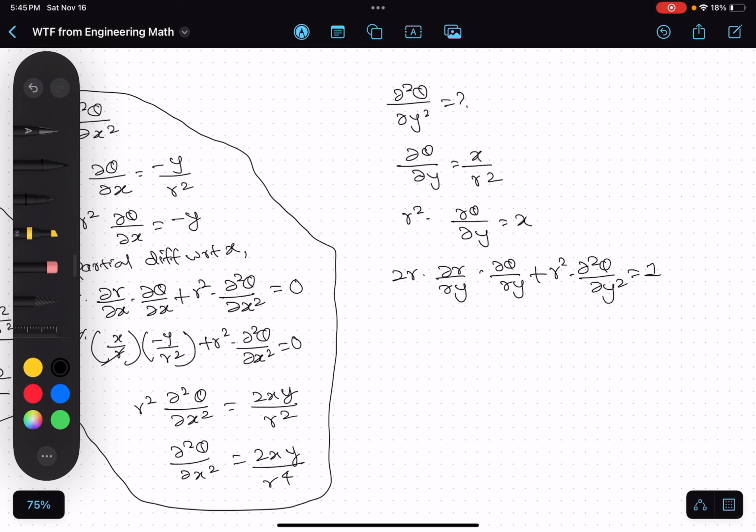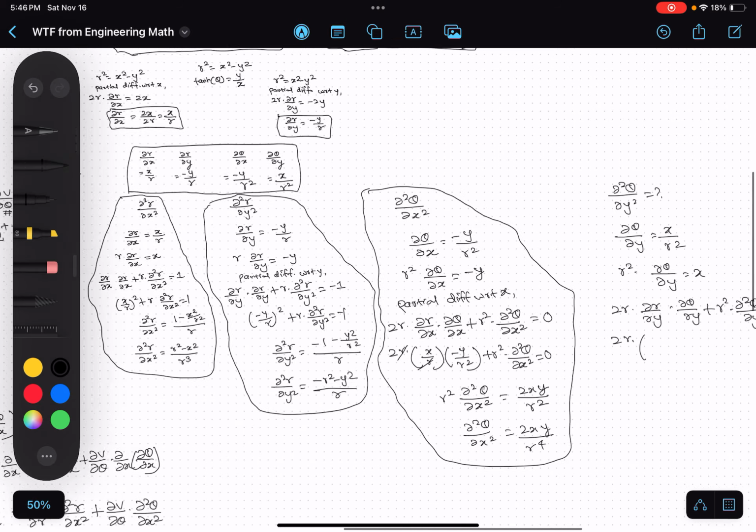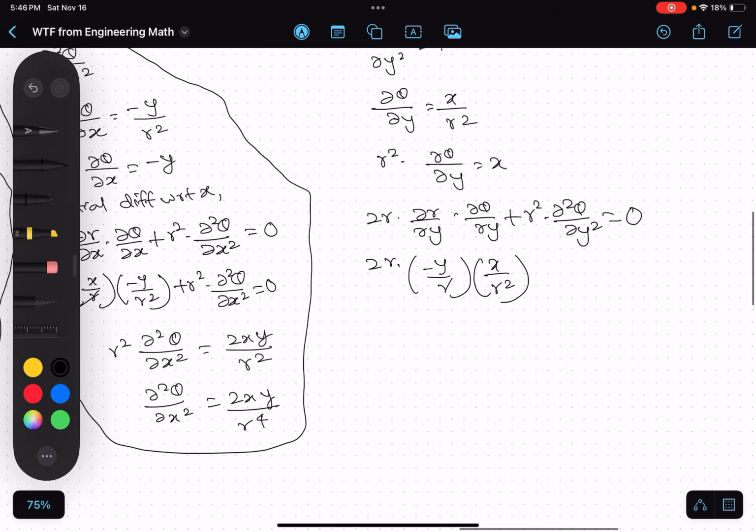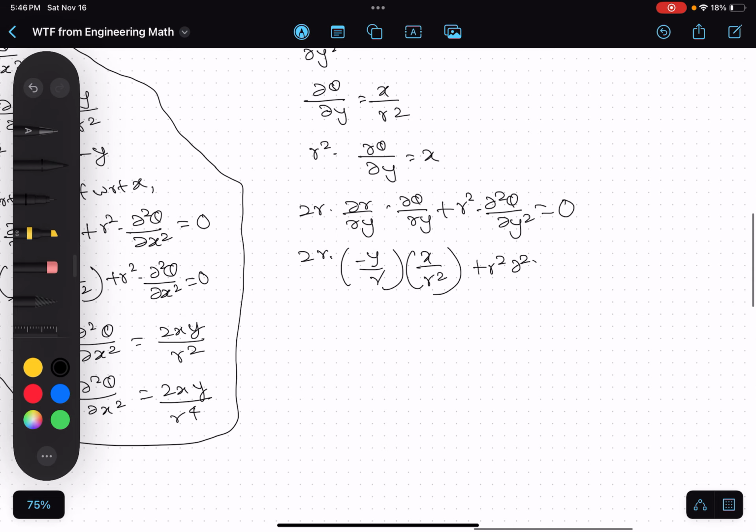Sorry, it's on y, so it's 0 actually, because this is a difference with respect to y. And now we know that partial r by partial y is just minus y by r, and partial theta by partial y is just x by r square, right? And plus r square times partial square theta by partial y square is equal to 0. Now this cancels and goes to the other side. So r square times partial square theta by partial y square is just 2xy by r square. Now it goes to division, so partial square theta by partial y square is just 2xy by r to the power 4.